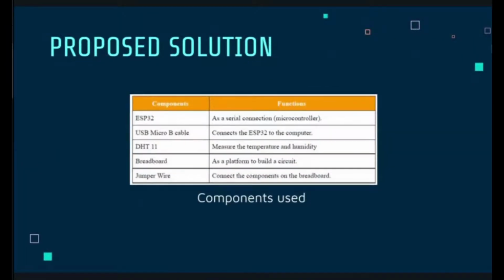Proposed solution: creating a Python code with a circuit that will use the DHT11 to measure the temperature and humidity of the current environment is a great solution to solve the problem. This program can send emails to the user to notify the status of the current environment using the Thaherah cloud. The components used are an ESP32 as a serial connection microcontroller, a USB micro-B cable that connects the ESP32 to the computer, a DHT11 as a sensor to measure the temperature and humidity, a breadboard as a platform to build a circuit, and jumper wires to connect the components on the breadboard.